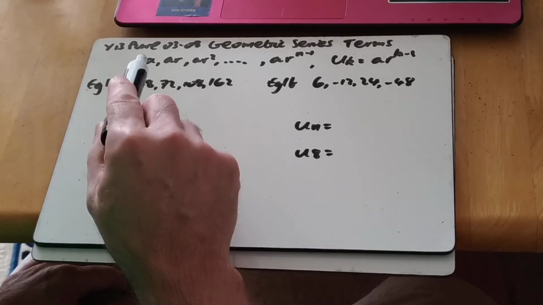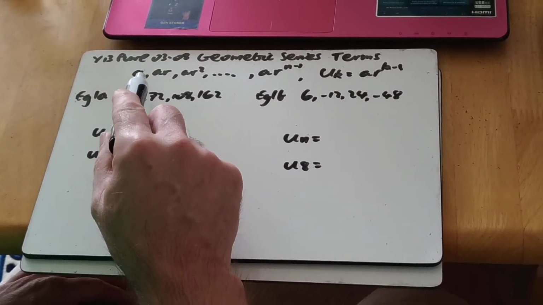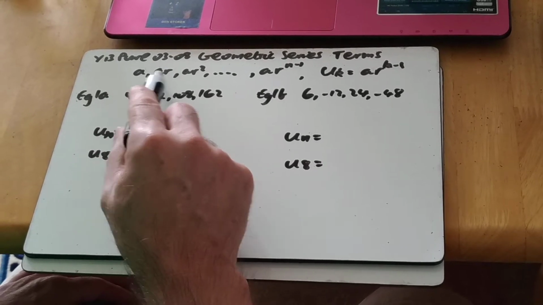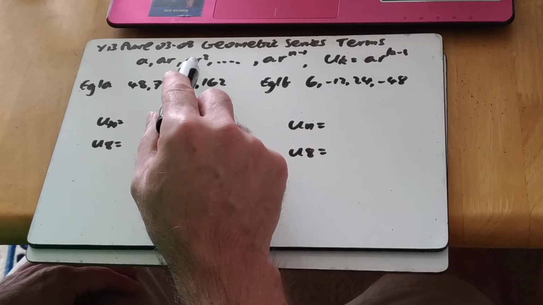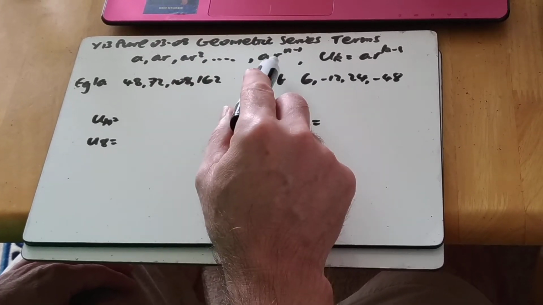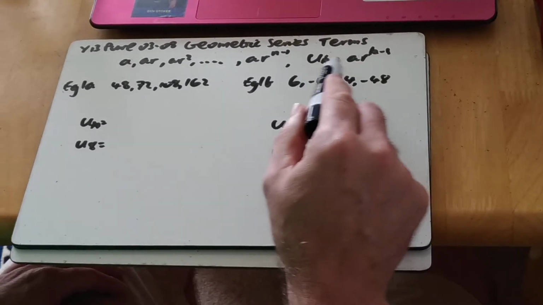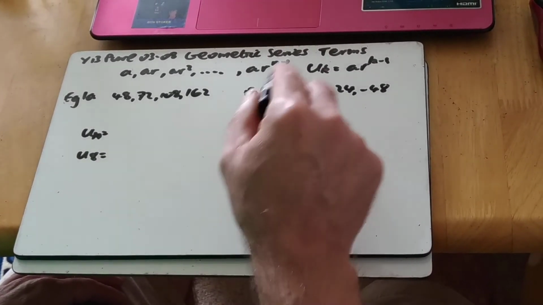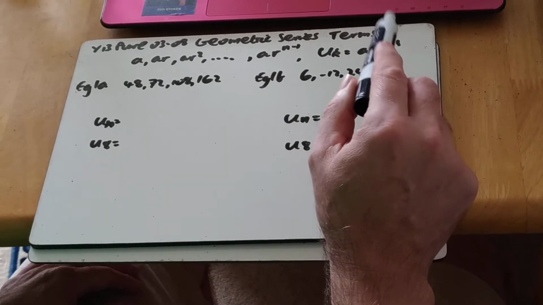So our notation tends to be A for the first term as always, and then we multiply by whatever the ratio R is. So we have AR for the second term, AR squared for the third term, and so on. Notice that the power of R is always 1 less than the position in the sequence. So the nth term is AR to the n minus 1. And our general term, I like to use this one rather than just the nth. The nth to me is the last one only. It's U_k equals AR to the k minus 1.